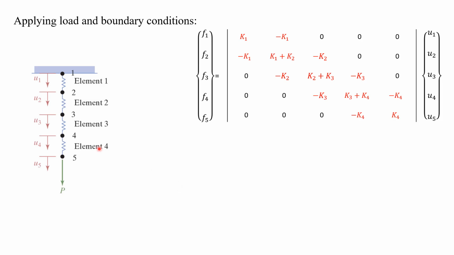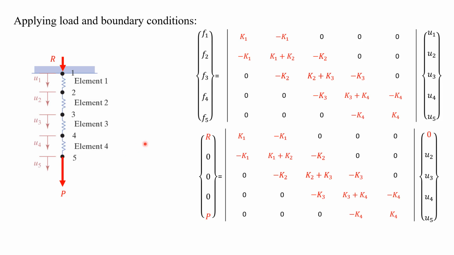Let's go back to our problem. We can see at node 1 we have the displacement. The displacement is 0. Whenever we have information about the displacement, it means that we have a reaction force. Here the question is telling us the displacement is 0. That means that we have a reaction force here. Also we have an external load P. So these are the two load and boundary conditions that we have.